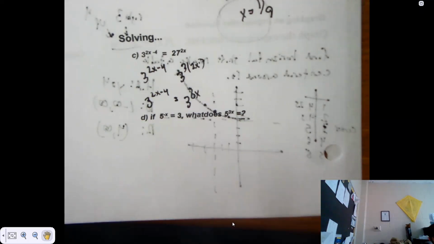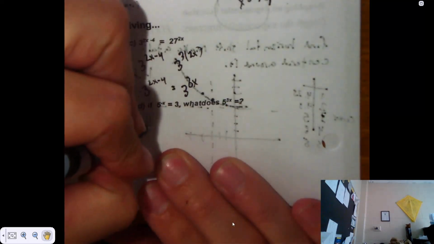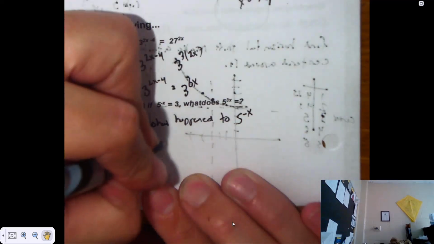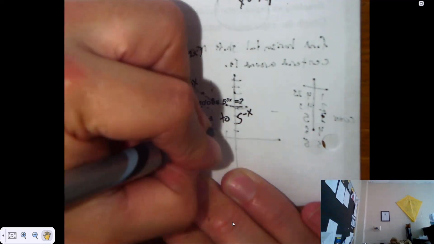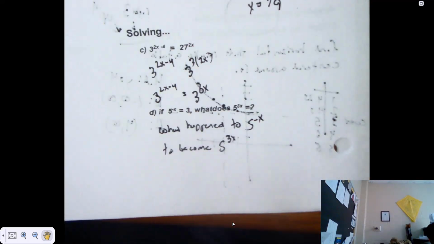The one right below is kind of interesting. If 5 to the negative x equals 3, what does 5 to the 3x have to equal? What I ask myself when I look at problems like this is, what happened to 5 to the negative x to become 5 to the 3x? And the answer is in the exponential space. What do you multiply that negative x by to become a positive 3x? A negative 3, right?